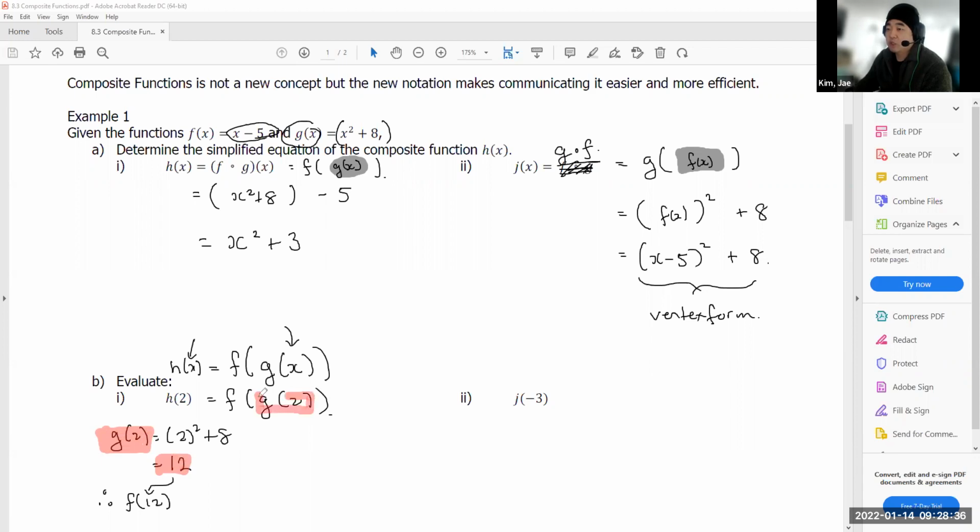And so this portion is going to be plugged in as a 12. That's where I'm getting this number. F of 12 is equal to, let's see, f is the same as x minus 5, so it becomes 12 minus 5. The final answer is 7. Therefore, h of 2 is equal to 7.